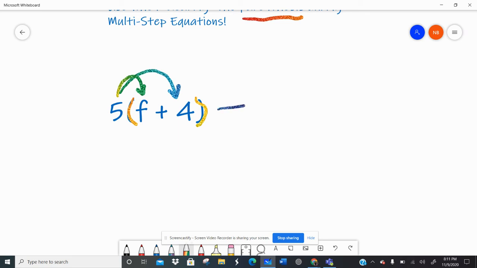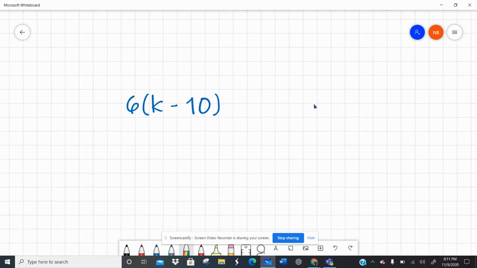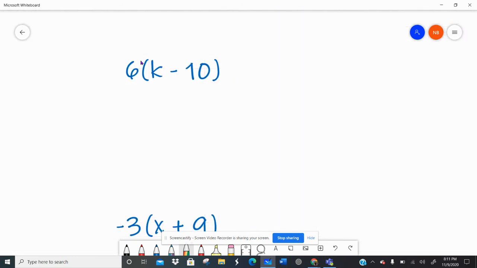So if I were to simplify that and clear those parentheses, I do 5 times f, which is 5f, and then 5 times 4, which is 20. And then that was a positive 4, so I continue to add those numbers together. So really it's 5f plus 20, right, when I distribute. All right, let's move on to a slightly more challenging one.